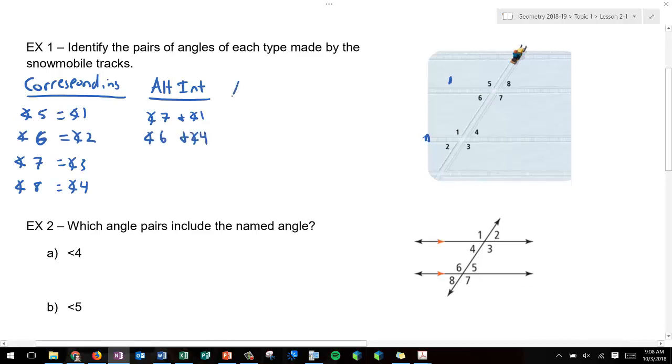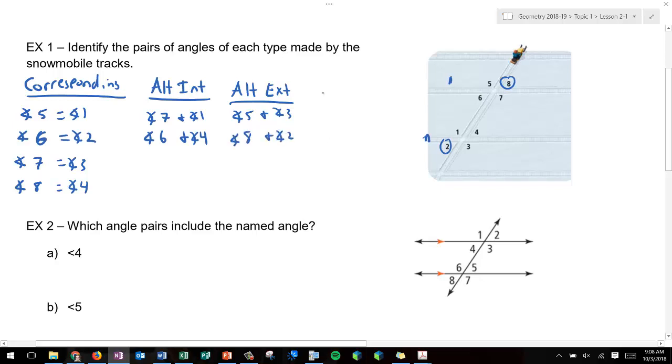For alternate exterior, I'm going to have my top left, which is angle 5, and my bottom right, which is angle 3. And I'm also going to have my top right and my bottom left, so angle 8 and angle 2.